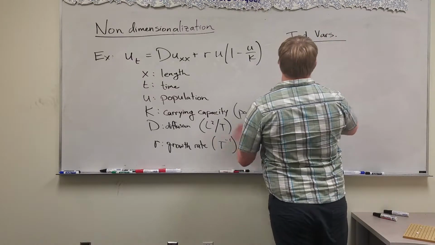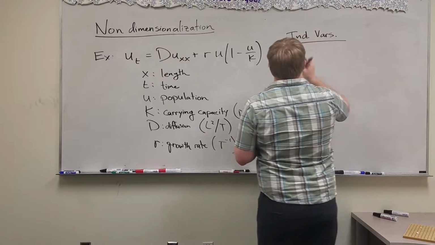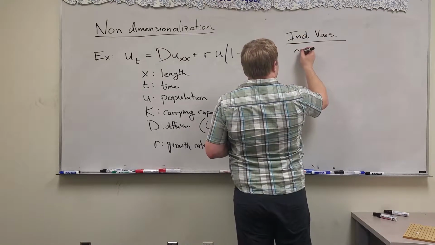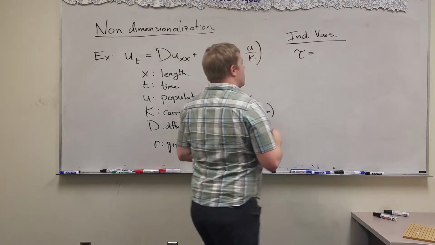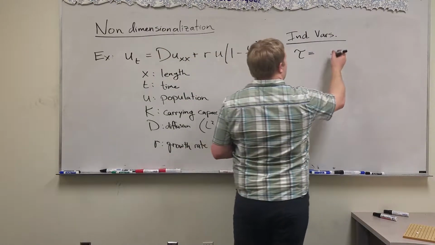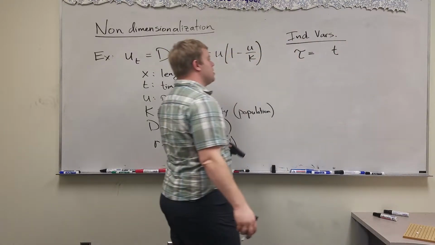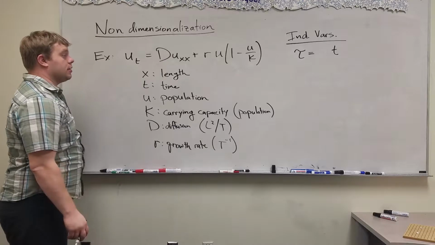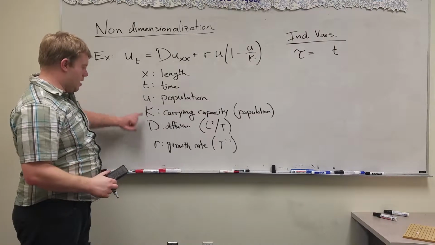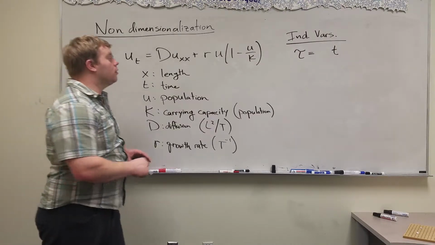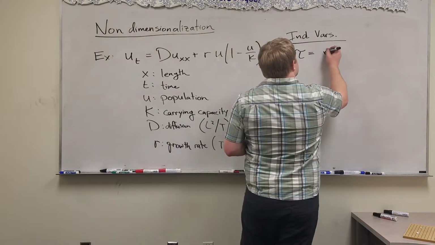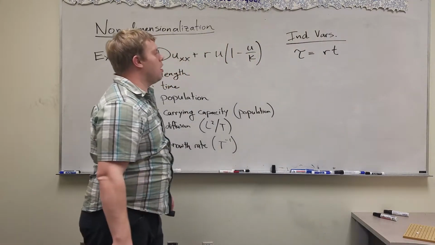I'm going to do t first. My new dimensionless time I'm going to call tau, and I want to multiply t by some constant that will cancel out its time dimension, and of course r will do that quite nicely. So tau is going to equal r times t.